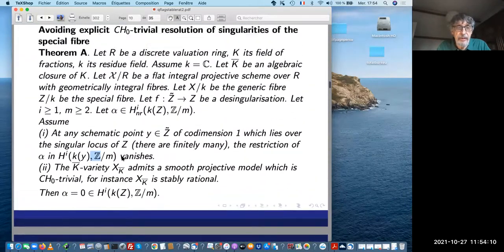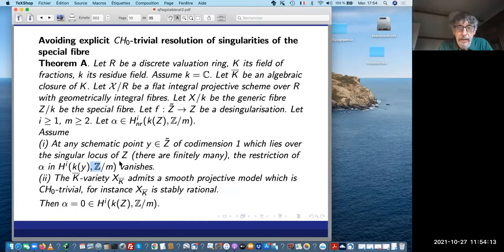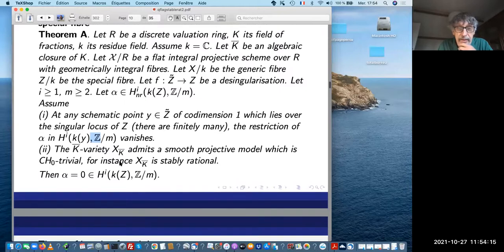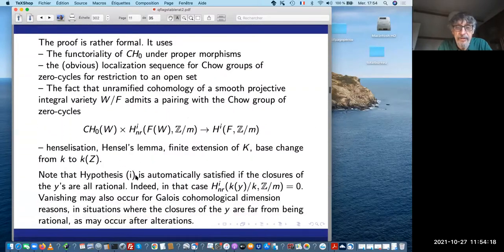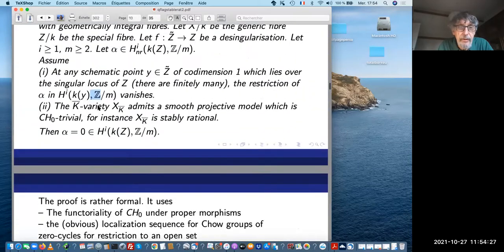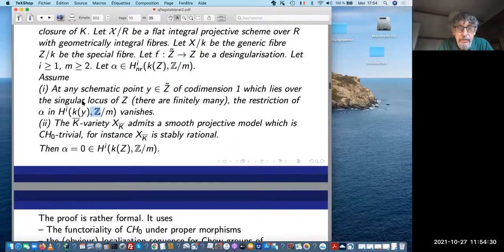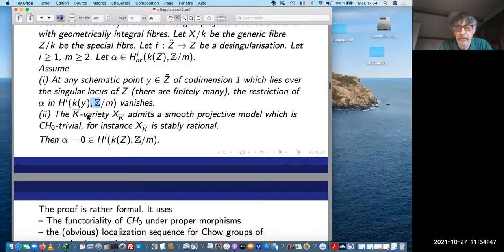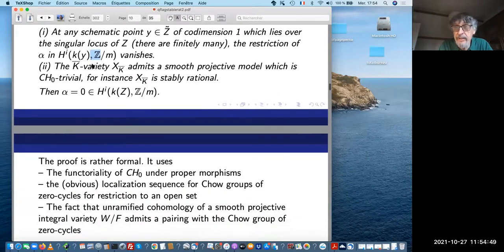Now, you see we have this theorem. Some comment on this theorem is that there are cases where hypothesis one is really satisfied. One case where it is satisfied is if the closures of the Ys are rational varieties. You see, we have an evaluation in H^i of K(Y). But one can show that because we started with something which is unramified, when you evaluate in K(Y), you still get an unramified cohomology class in the function field K(Y). So if this function field is purely transcendental, at that point you'll have this vanishing. Okay? So this is one case where this hypothesis one is easy to check.